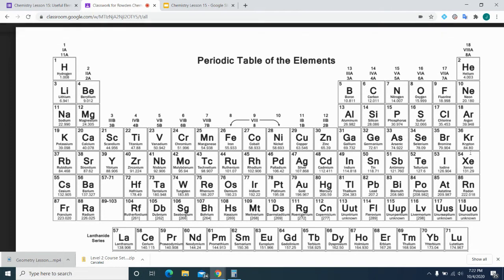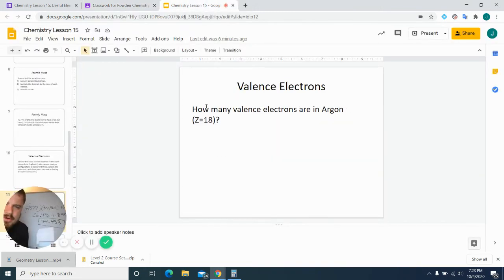That will save you literally hours. You don't have to write it out. Do 1s2, 2s2, 2p6, 3s2, 3p6, 4s2. You don't have to do all that, guys. You can just look at this and tell me exactly how many valence electrons they have. And that's a massive shortcut for doing these.